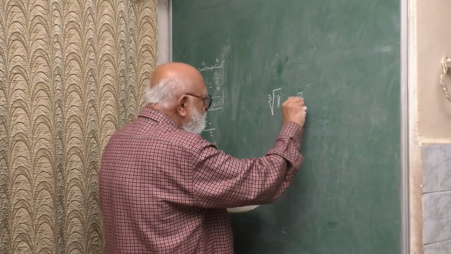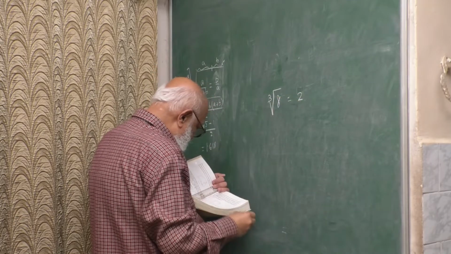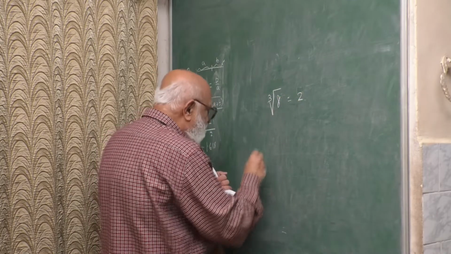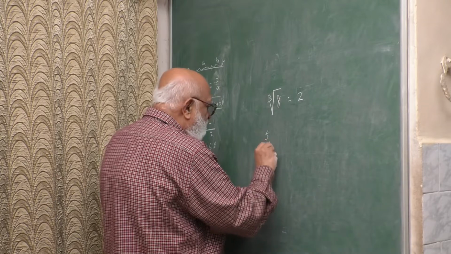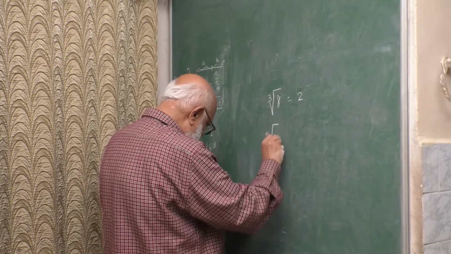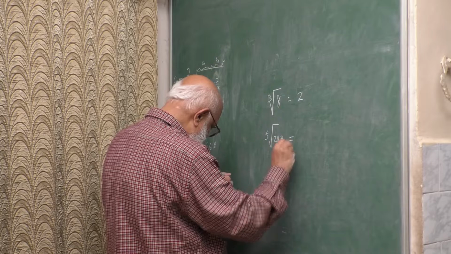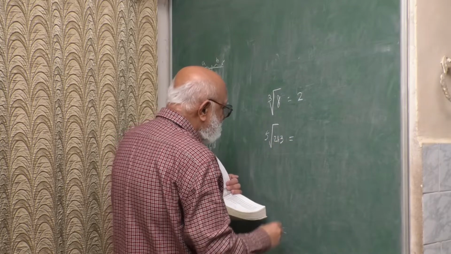Okay, let us say what would be the cube root of 8? You know it is 2. What would be the fifth root of 243? That would be 3.